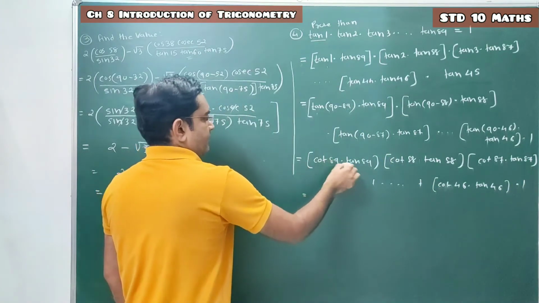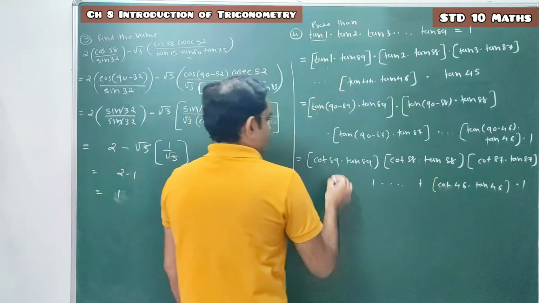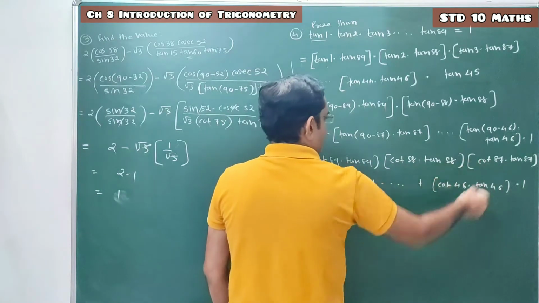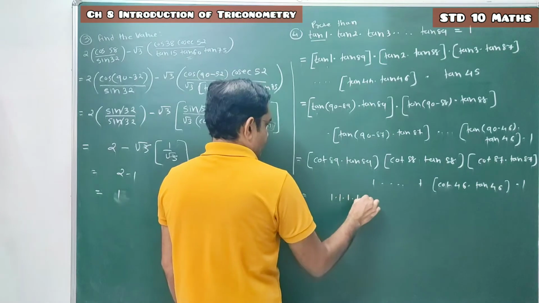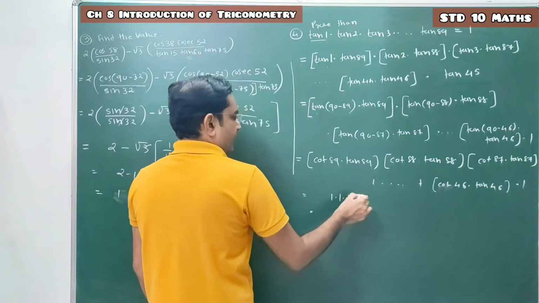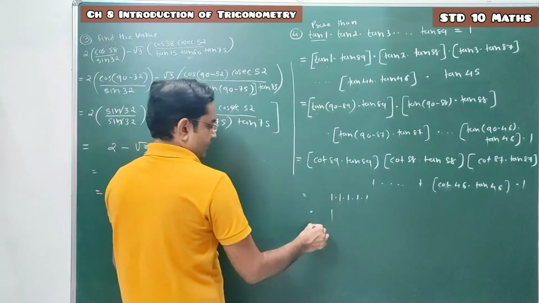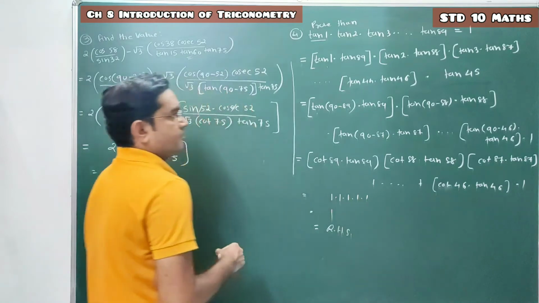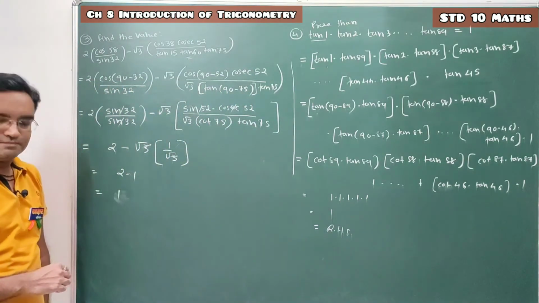So all these pairs are reciprocal of each other. Cot and tan are reciprocal of each other, so for 89, 88, 87, all their multiplication is 1. So it's 1 into 1 into 1 into 1. In total, 45 ones are multiplied. It's 1. So that is our right hand side. That you have to prove. Clear? So pause the video and note it down.